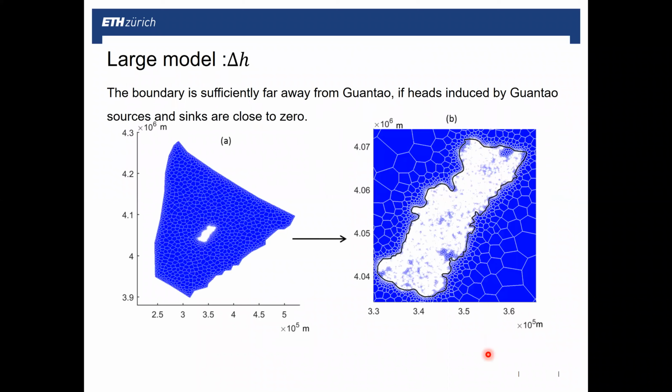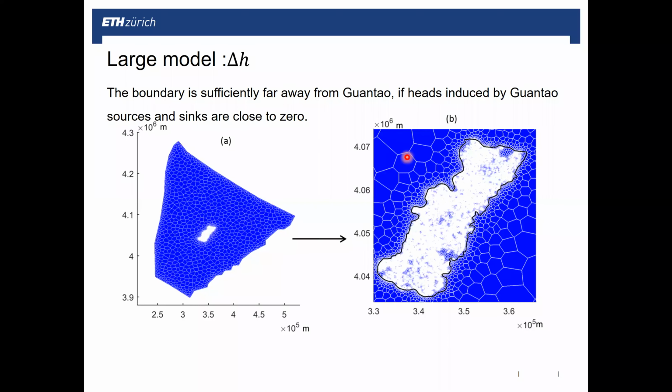First, we look at how we chose this large model. We need to find a boundary which is as far as possible from the Guantao. That means all the forces, the pumping or the irrigation happening in Guantao won't influence this boundary. So the changes on this boundary are close to zero.